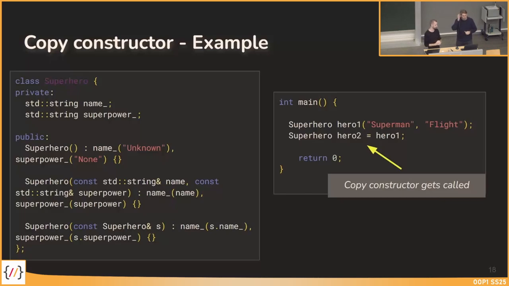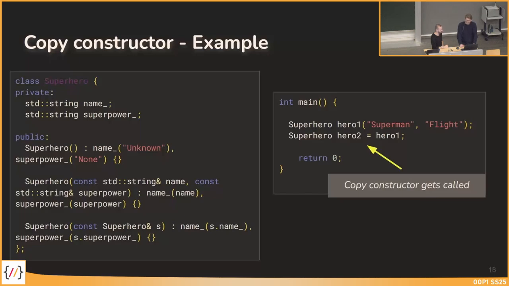So we create one superhero. We call the variable hero1, give it the name Superman, and the superpower is flight. And with this second line here, we call the copy constructor. I know it's difficult. Why should we use the copy constructor like this? I have an explanation, but we will come to that later on.